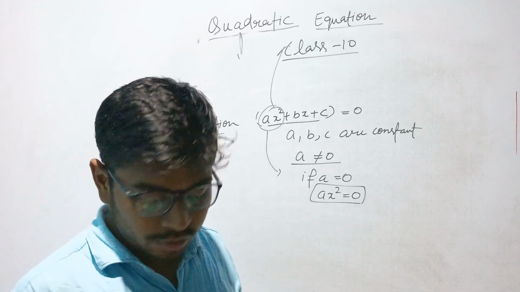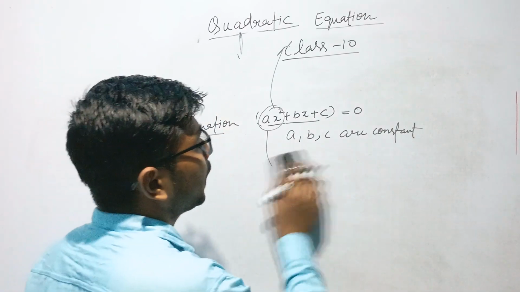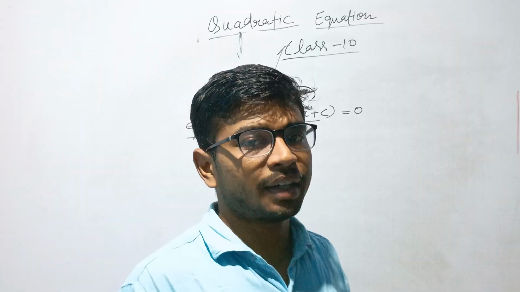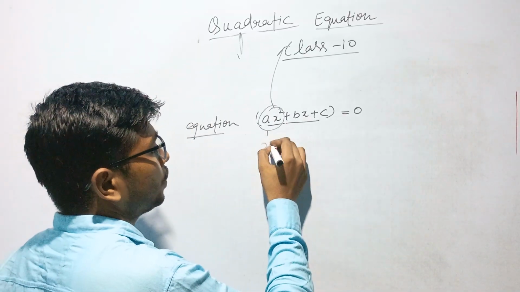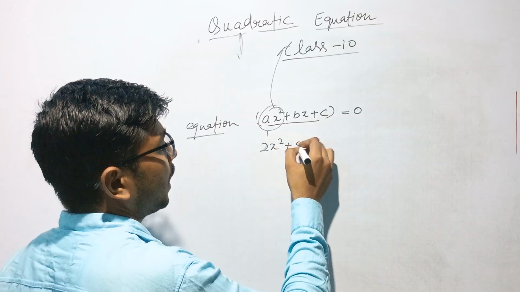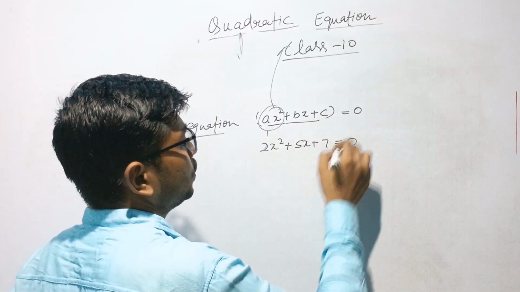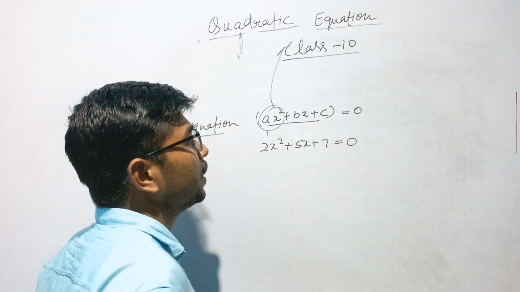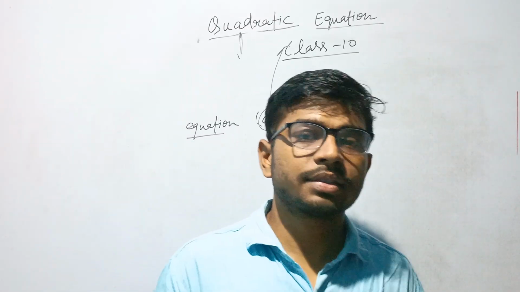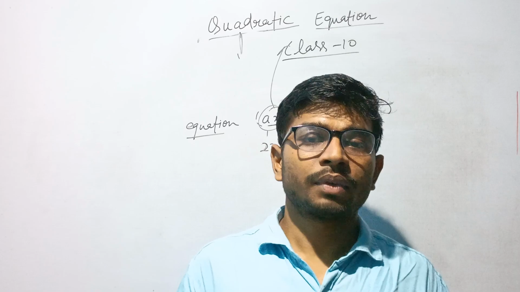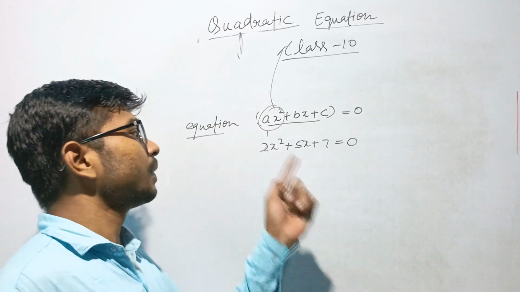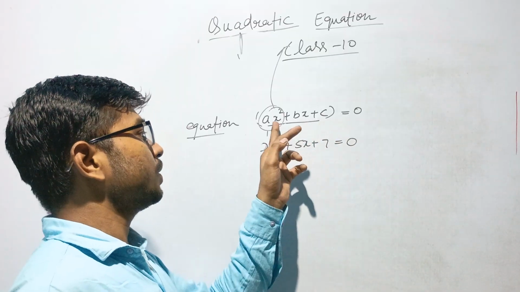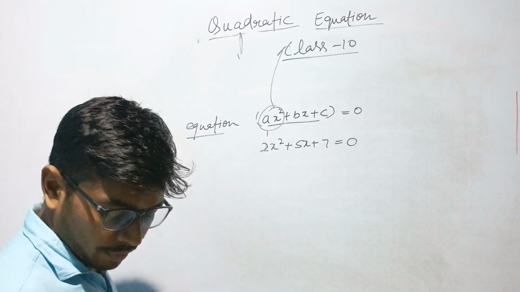This is very important. Now second thing, we have to understand how to compare and find out the value of a, b, c, constant term. Okay, so let's take an example: 2x square plus 5x plus 7 is equal to 0. If they ask to find out the value of a, b, c, we have to compare constant with constant, single term with single term, and square term with square term.